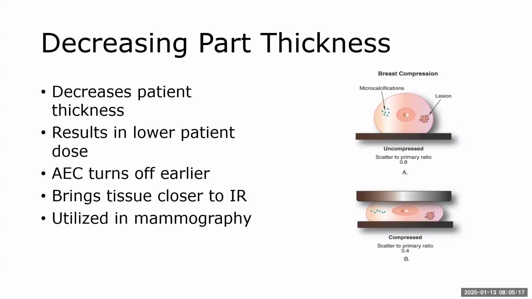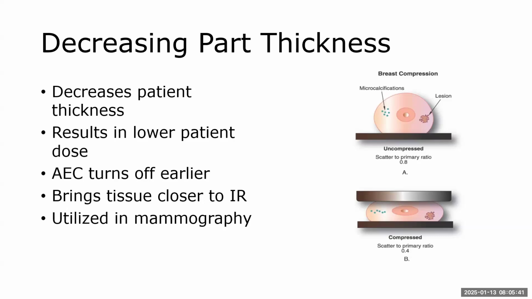And decreasing that patient thickness results in lower patient dose because the part is now not as thick as it was. It's more spread out. With mammo, if you're using AEC, that's going to turn off earlier. That's going to bring the tissue closer to the IR. And those are all good things. Okay, so that's why you want to try to do those things when you're doing mammo.